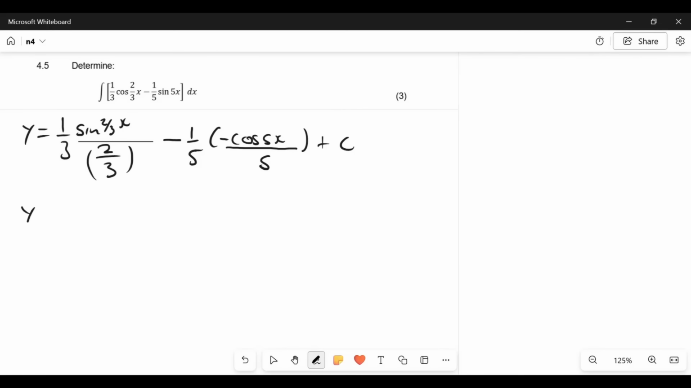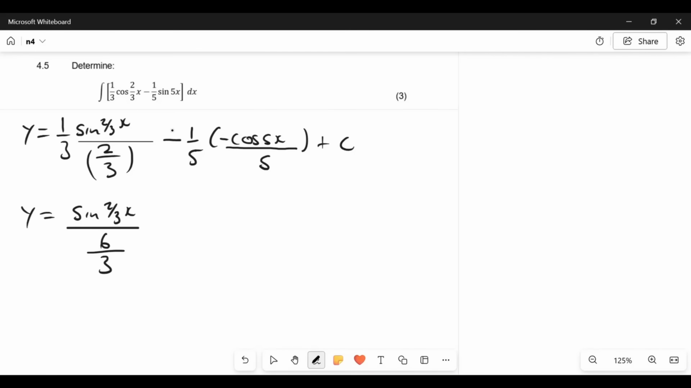Then if you continue, because this needs to be simplified, on the numerator we have 1 multiplied by sine 2 over 3x. So this is going to be sine 2 over 3x divided by, on the denominator we have 3 multiplied by 2 there. This is going to give us 6, right? Divided by 3, like that, right?